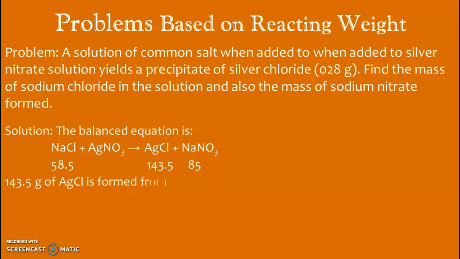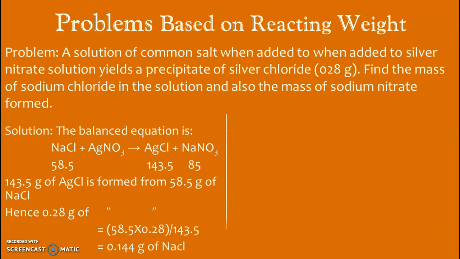Now, from this equation, we can see that 143.5 gram of AgCl is formed from 58.5 gram of sodium chloride. This is the information we can get from this equation. Now, what do we have to find out? When 0.28 gram of silver chloride is formed, what will be the answer? 58.5 into 0.28 divided by 143.5. So the answer will be 0.144 gram of sodium chloride. So this is the first part of the question: find the mass of sodium chloride.